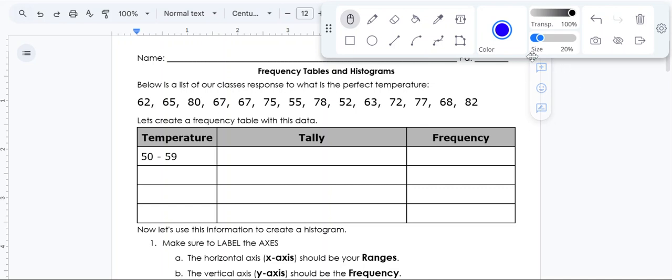Hi, and welcome to math. Today we're going to learn about frequency tables and histograms. Okay, so frequency tables are when we make tally marks to see how much data we have in different ranges.